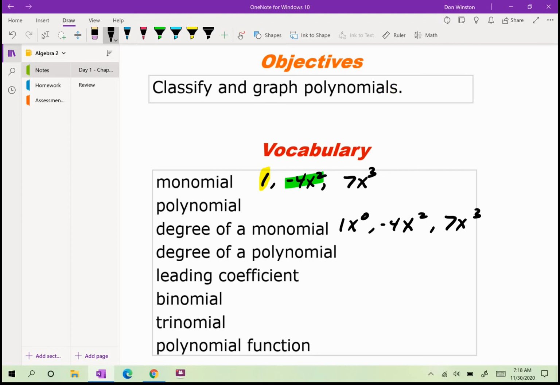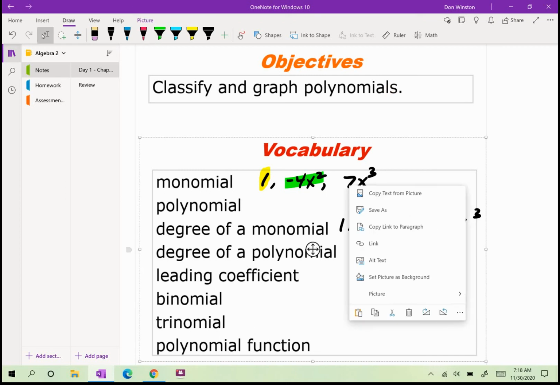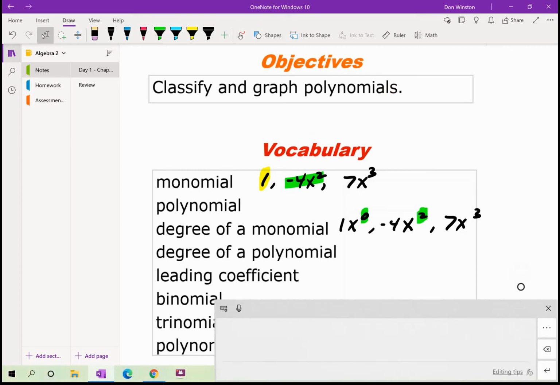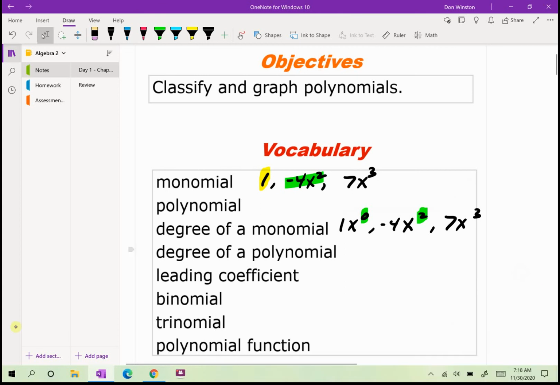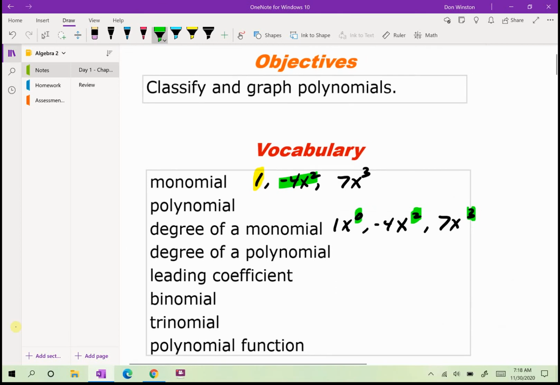So how do we define degree? Well, we take a look at the exponent for each of those terms. For 1, I had 1 times x raised to 0, so the degree is 0. For negative 4x squared, I had x raised to the 2nd, so the degree is 2. And then 7x cubed, my exponent was 3, so my degree was 3. Okay, so that's what we mean by the degree of a monomial. We'll see what the degree of a polynomial is in just a second.